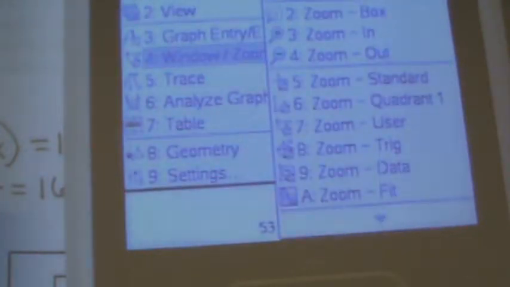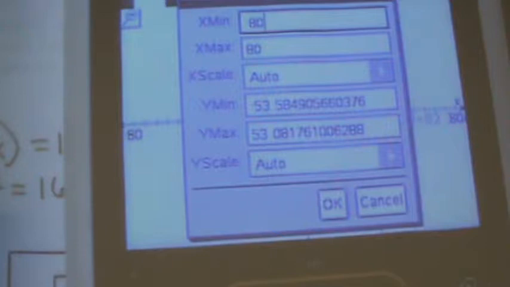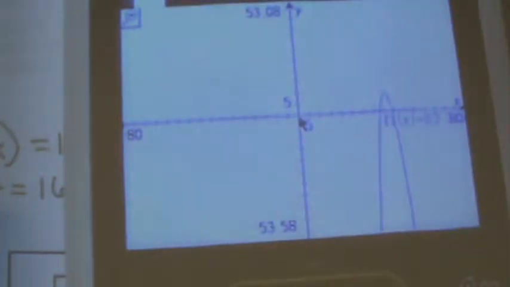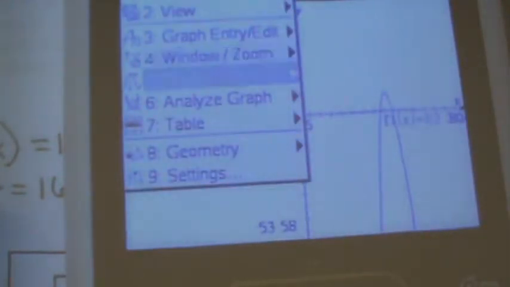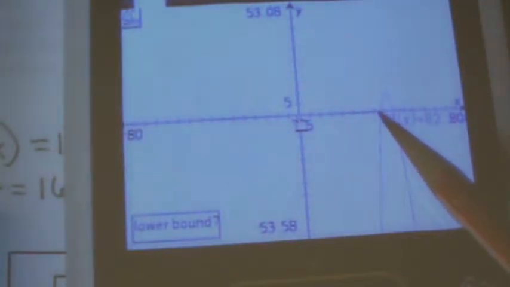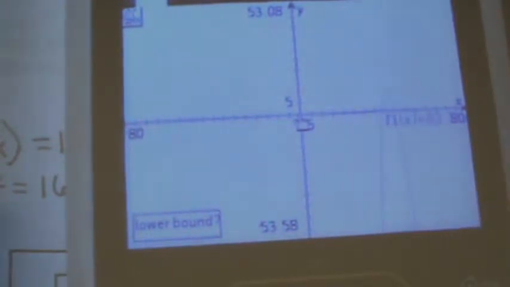Analyze graph. So menu, analyze graph. We're going to find the zeros like we've been doing. Now, the first answer you're going to get is 38.3. That's that one right there. So now how do you get that? You can type in your lower and upper bound, or you can just scroll over with your little rolling line.